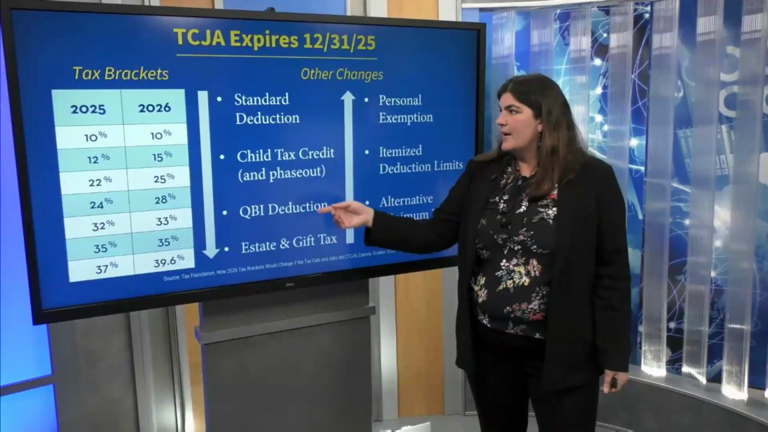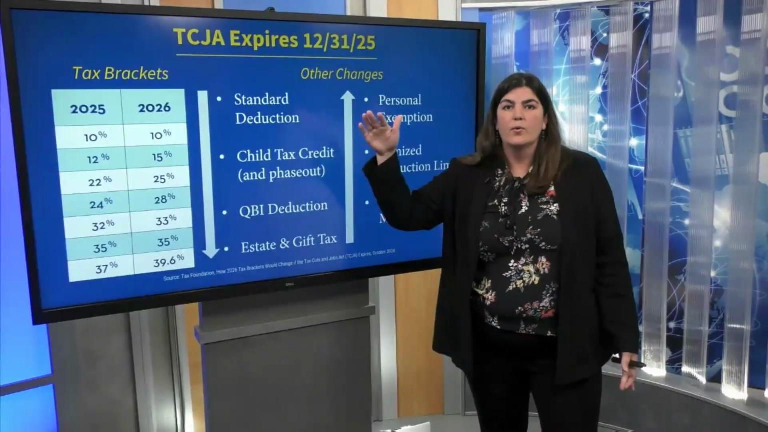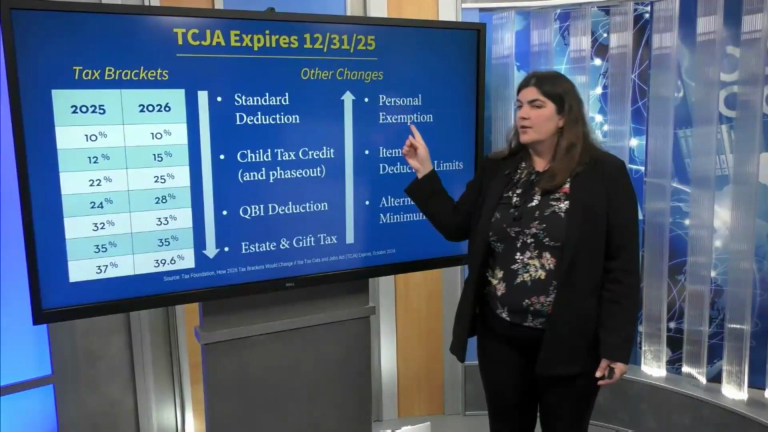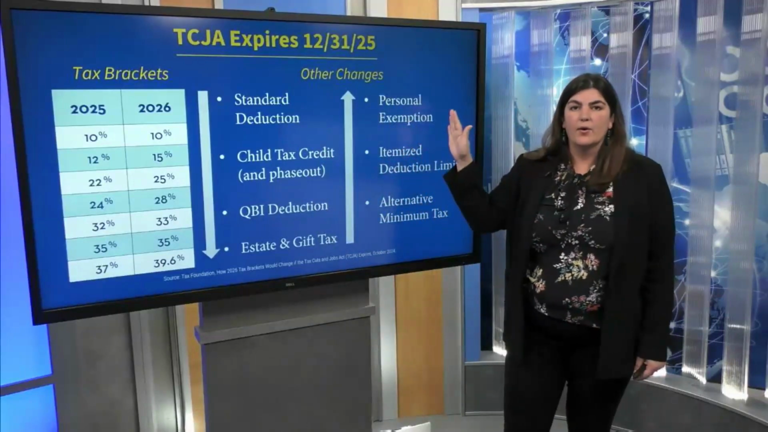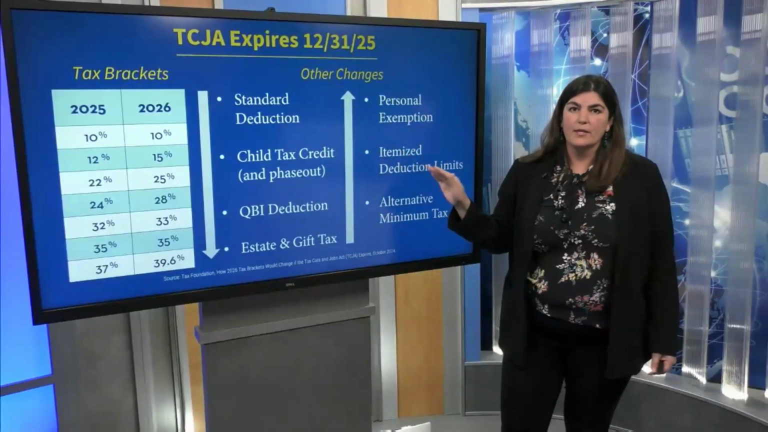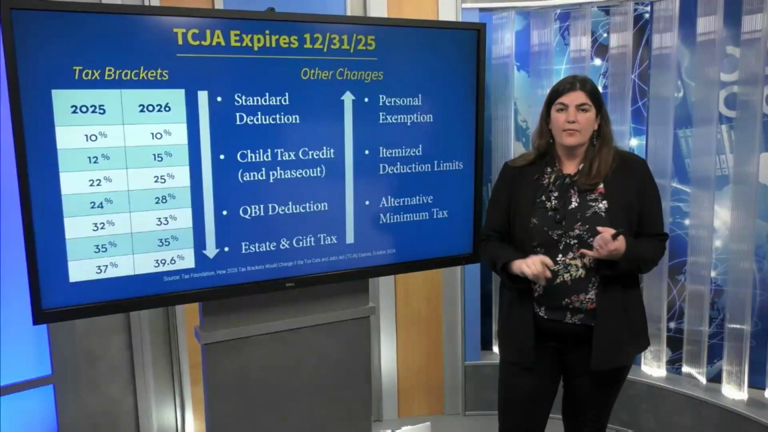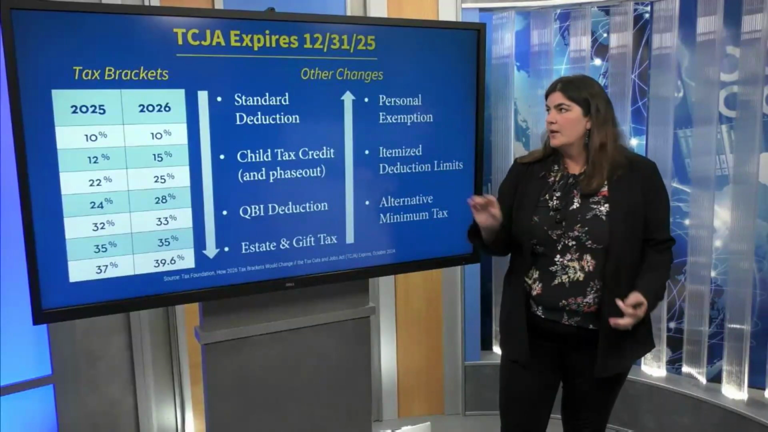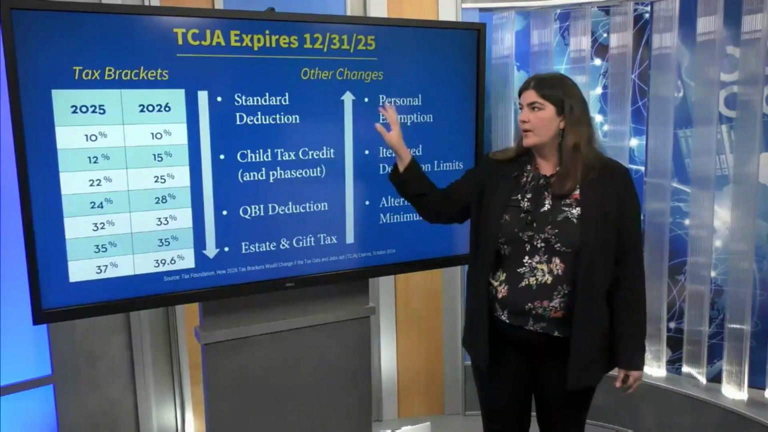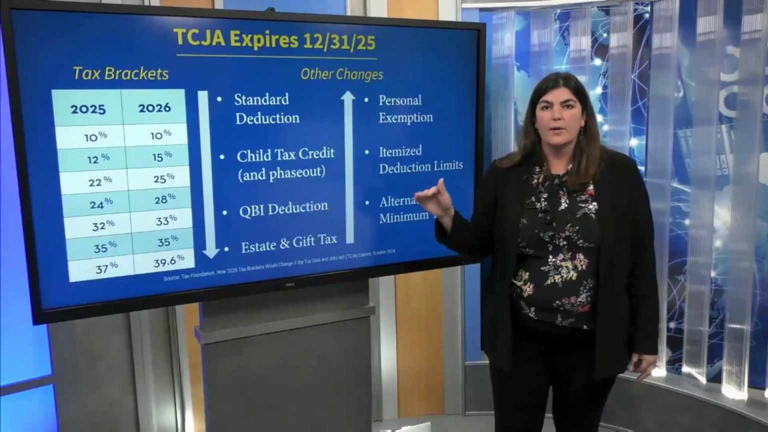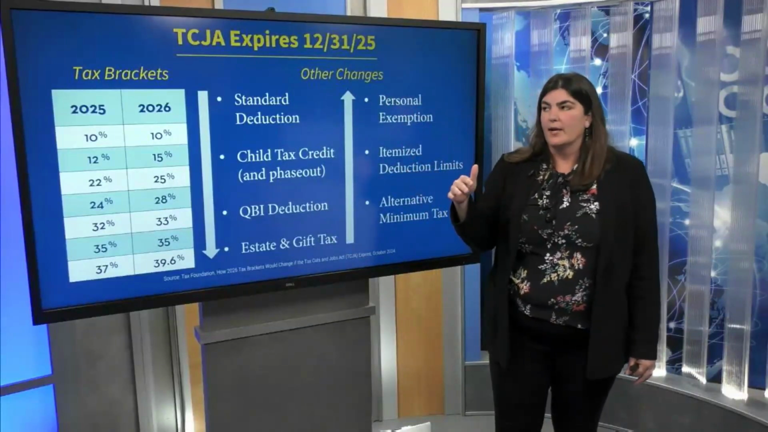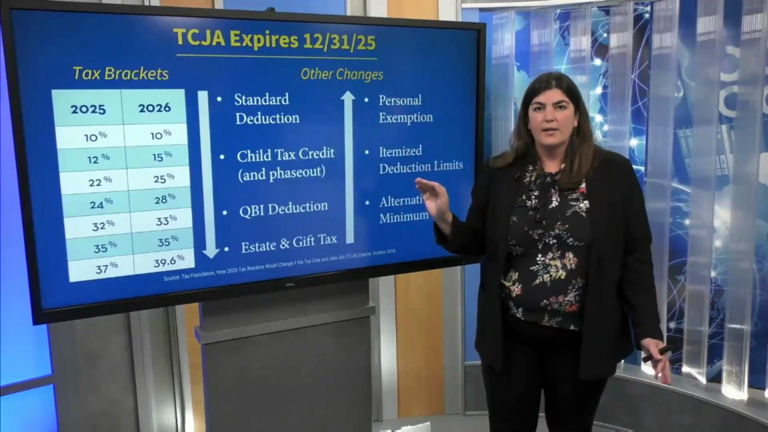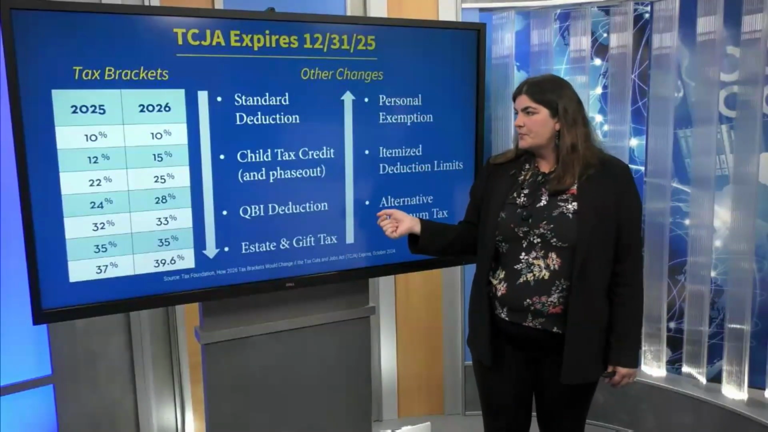So if this expires, the standard deduction will go back down to the level that it used to be, but personal exemptions will come back. That was an automatic deduction that you would receive for yourself, your spouse, and any dependents that you claimed on your return. Together, they would equal pretty close to the current standard deduction. So it's not a huge change, but how it's calculated will change a lot.